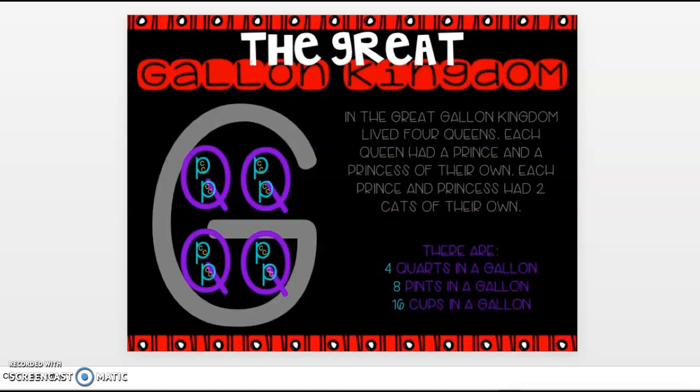So there should be 4 Q's because there are 4 quarts in a gallon. You should have 8 P's because there are 8 pints in a gallon. And you should have 16 C's because there are 16 cups in a gallon. And you can pause this at any point in time if you need it.